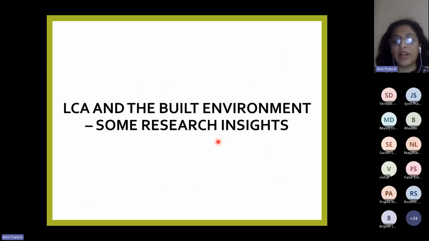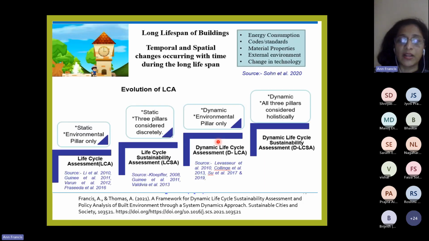Now coming to some examples from the built environment, I would like to take you through some of my research. As I mentioned, I worked on the concept of dynamic life cycle sustainability assessment, primarily because in LCA, the biggest flaw was that LCA is pretty static and only focused on the environmental aspect. Buildings are not static in nature; buildings change with time. The energy consumption of buildings changes, the material properties change, the surroundings of the buildings change, and the technology used in the buildings changes. All of this creates a lot of dynamic aspects. So if we do a conventional LCA for buildings, it is never right. We need to consider these dynamic aspects, and how can we do this.